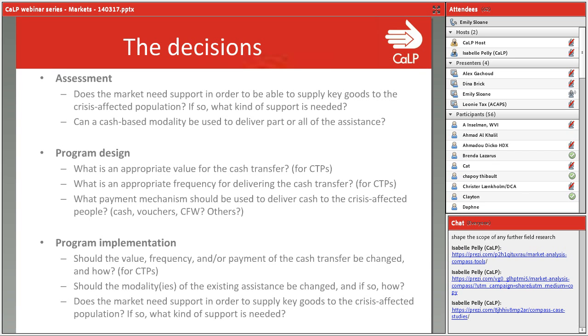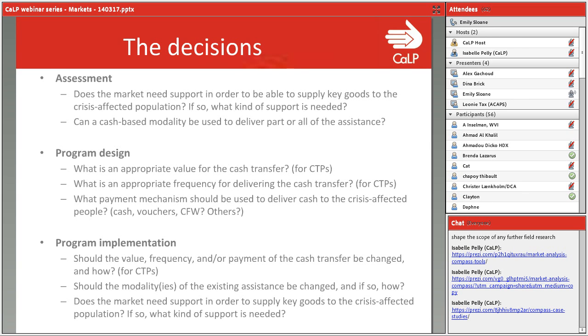So here are those decisions. I think there have been a few revisions since this slide was produced, but it's more or less on target. They're organized by the phase of the project cycle. For the assessment phase, there's a question about, does the market need support in order to be able to supply basic goods to the crisis-affected population, and what kind of support?